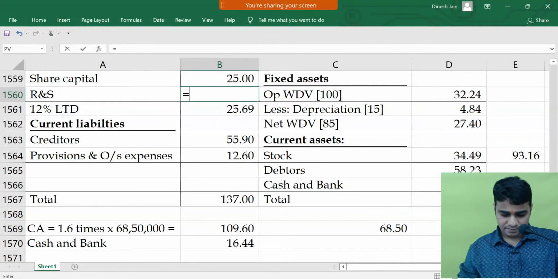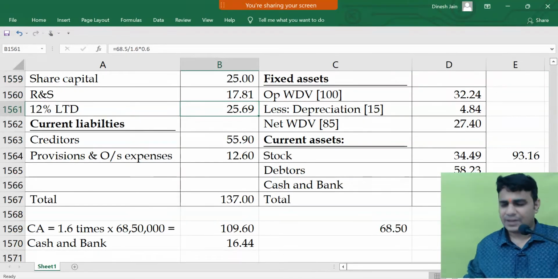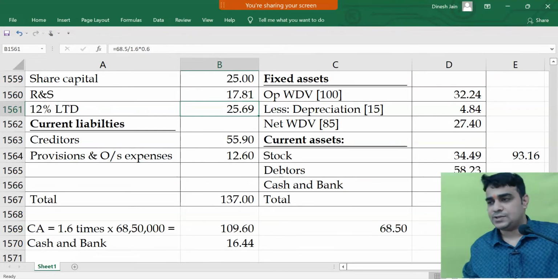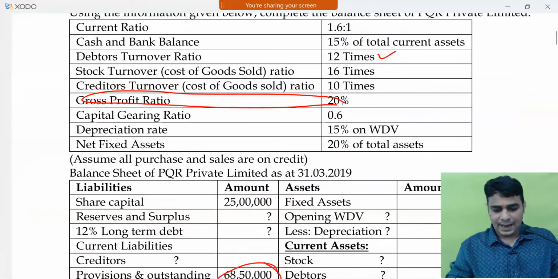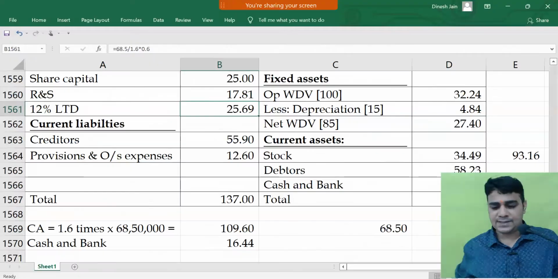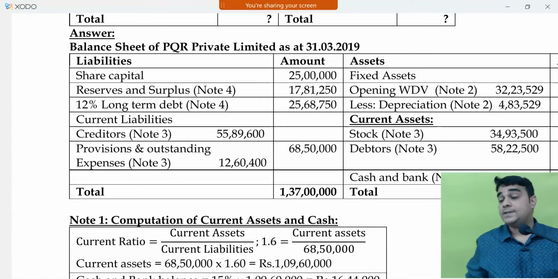Just give me a minute. I think this should be the number, 25.69, if there is no calculation error. You can apply the formula and get to it. Capital gearing ratio is 25,68,750. So the important part in this question was the adjustment of stock and debtors.